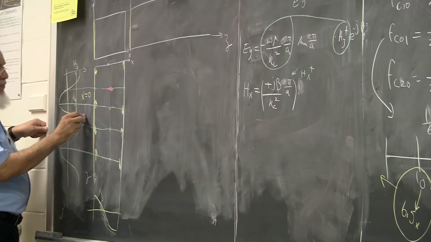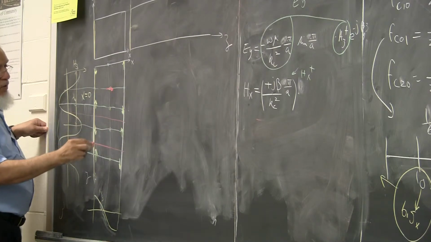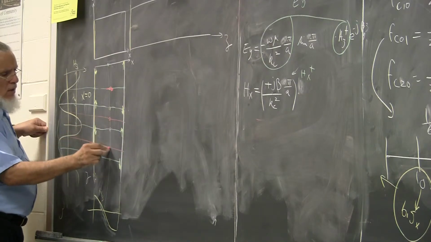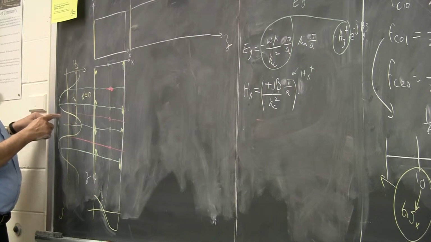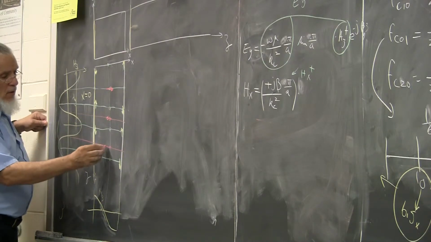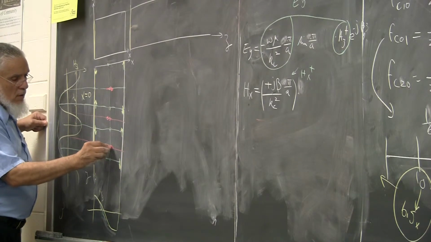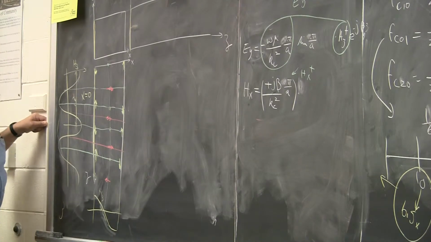There was a 0 here. I forgot to show the 0 here and the 0 there. I didn't do a good job on my diagram, but anyway. So over here is going to be the opposite. Right here is going to be the opposite. Here's the opposite, and so on and so forth.